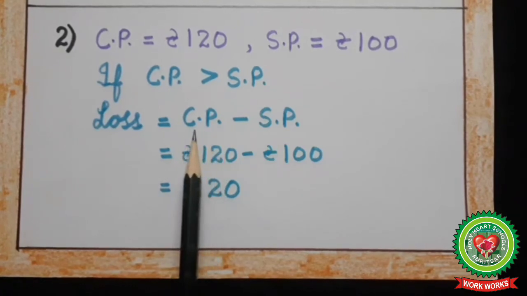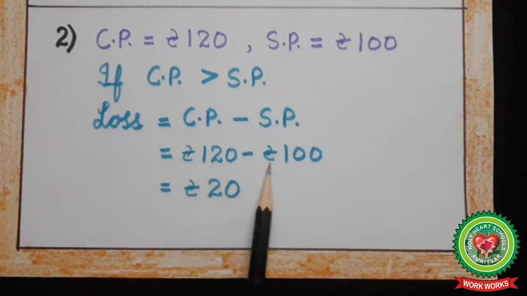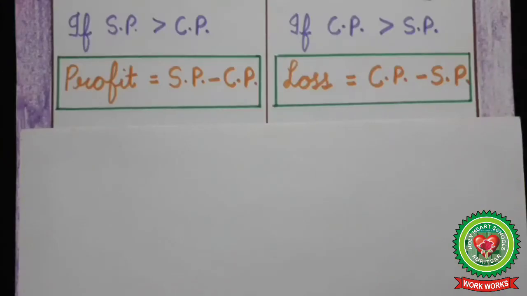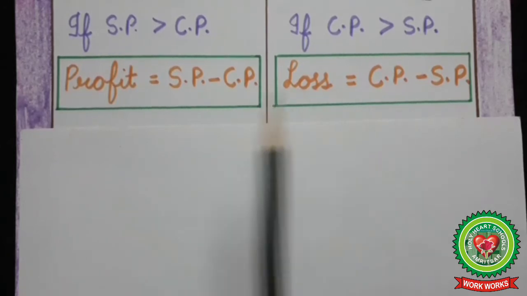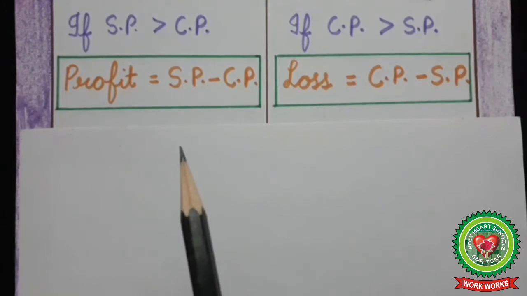After that, substitute the values. CP is equal to rupees 120 minus SP is equal to rupees 100. Rupees 120 minus rupees 100 comes out to be rupees 20. That will be your required answer. Students, till now we have learned how to find profit or loss whenever SP and CP is given with the help of these two formulas. Now, if you want to calculate profit and loss in terms of percentage, let's understand that.